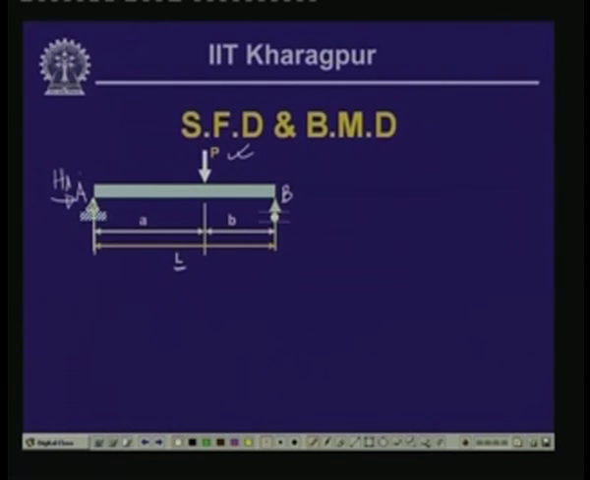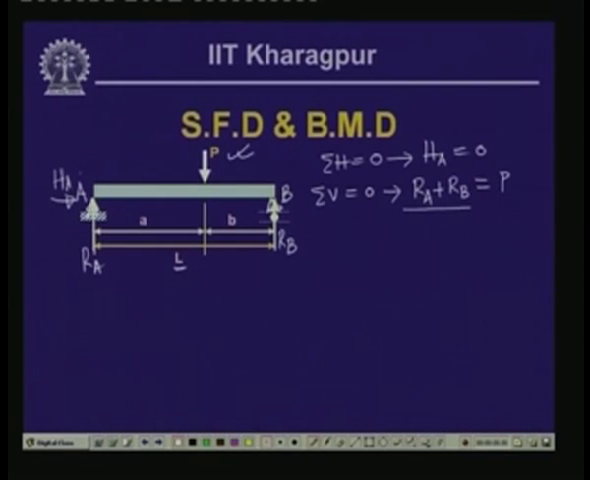So we will have the vertical reactive force R A and the vertical reactive force at B, which is R B. Summation of horizontal forces equal to 0 gives us that H A is equal to 0. Summation of vertical forces equal to 0 gives us R A plus R B equal to the vertical load P which is acting. R A and R B act upward, P acts downward. If we consider upward as positive, downward is negative. So R A plus R B minus P equals 0.